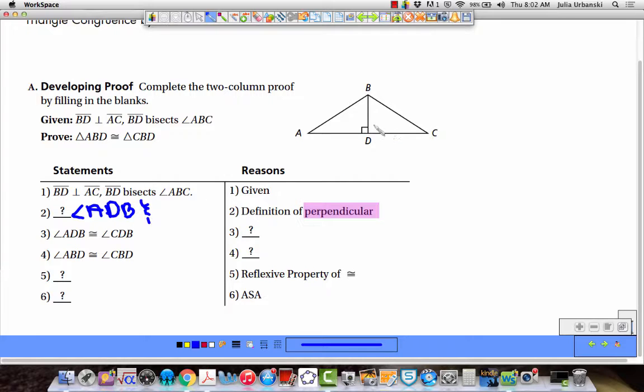What's another right angle in this picture? What's another right angle over here? CDB. Good. Angle ADB and angle CDB are right angles. Okay? That comes from the word perpendicular. They gave you the word perpendicular for a reason, so that you could find right angles. Look what they did. They took those right angles and said those are congruent. ADB is congruent to CDB. Why?